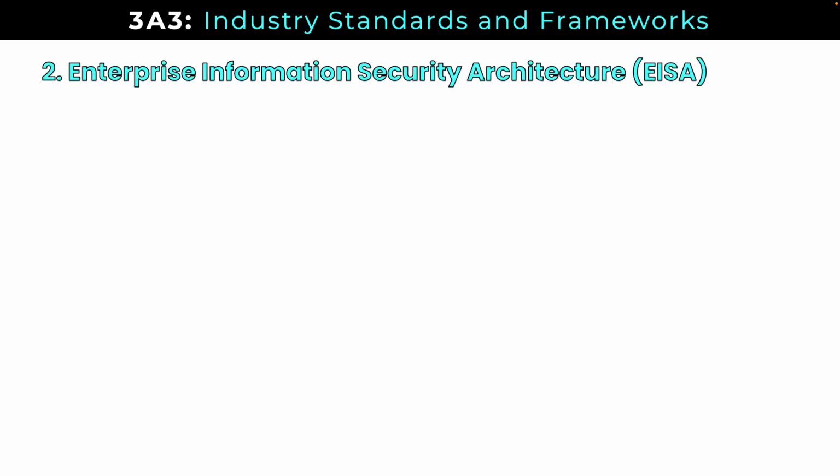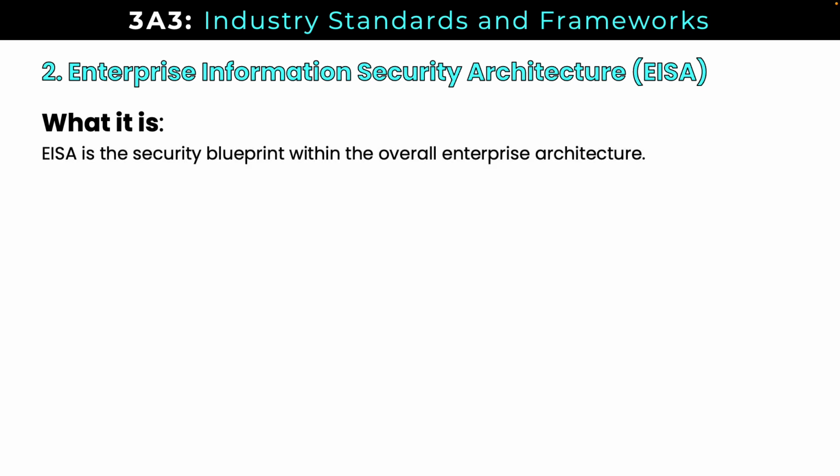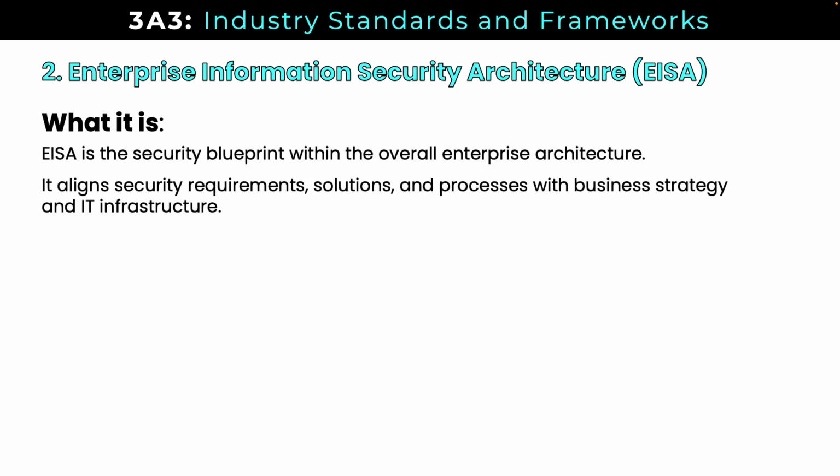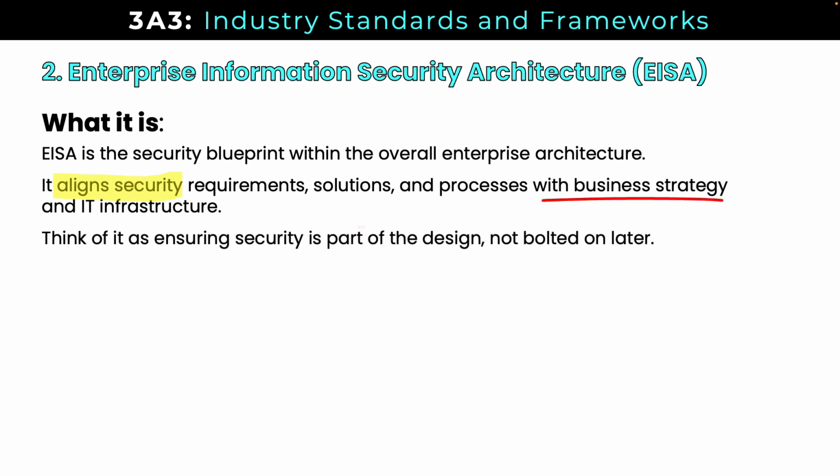And then there's the enterprise information security architecture. This is the security blueprint within the overall enterprise architecture. It basically aligns security requirements, solutions, and processes with the business strategy and the general IT infrastructure. Think of it as ensuring security is part of the design, not bolted on later. Remember, it's going to be less expensive if we implement security throughout the process from design onward.